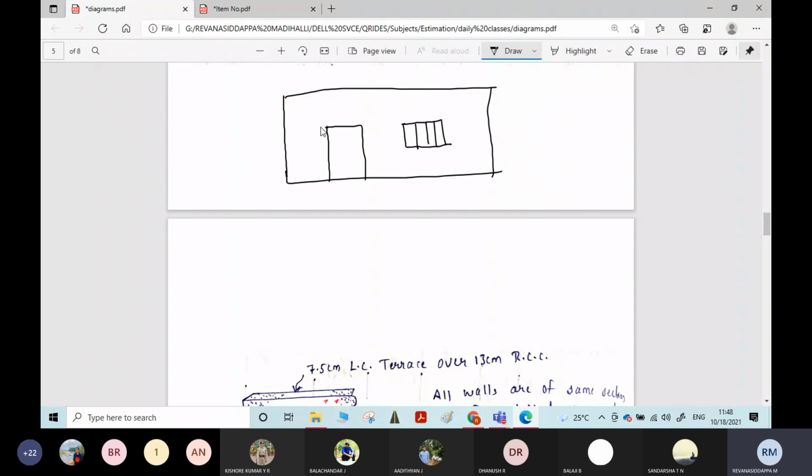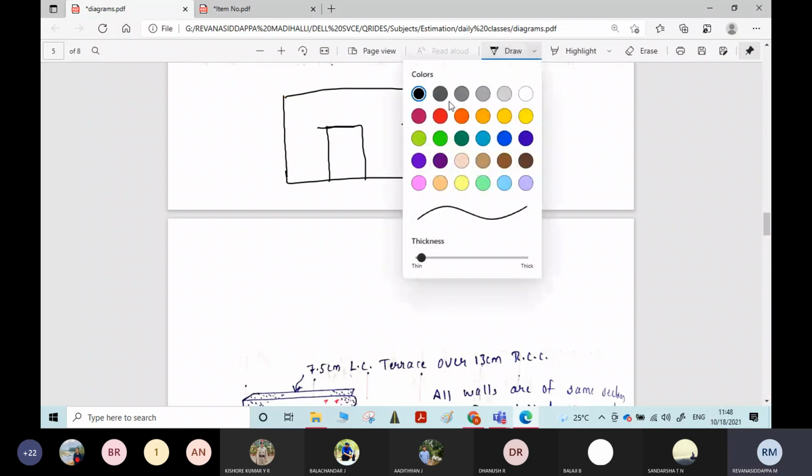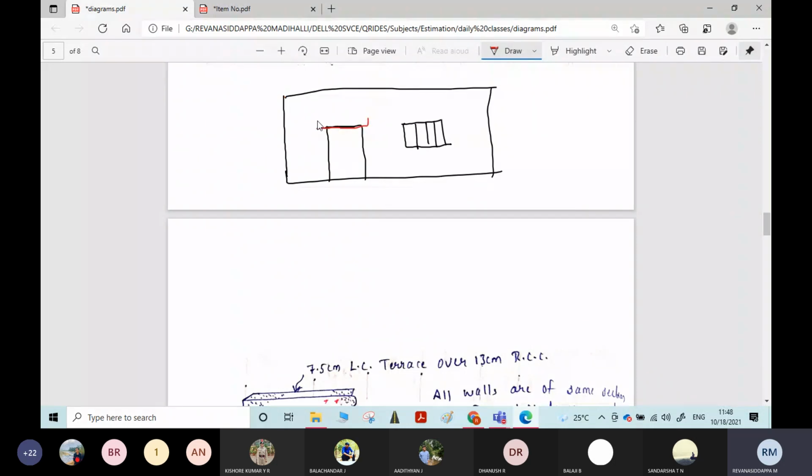over the door, you might have observed there is a lintel beam provided. Why is this lintel beam provided? What is the reason for providing this lintel beam over the openings?